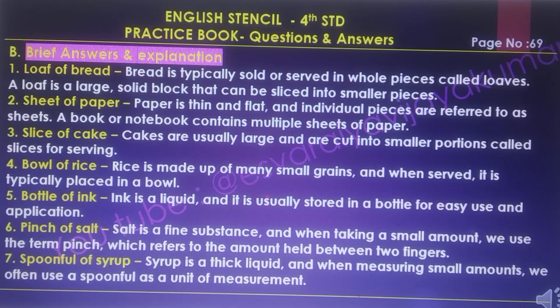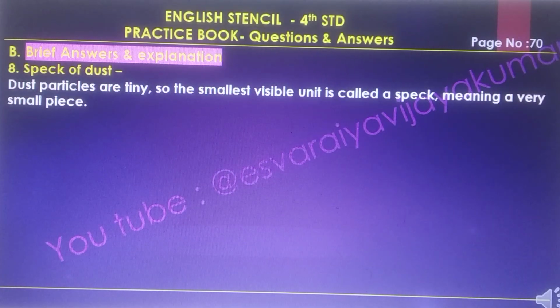Bowl of rice. Rice is made up of many small grains, and when served, it is typically placed in a bowl. Bottle of ink. It is a liquid, and it is stored in bottles for easy use and application. Pinch of salt. Salt is a fine substance, and when taking a small amount, we use a pinch, which refers to the amount held between two fingers. A spoonful of syrup. Syrup is a thick liquid, and when measured, a small amount is often used. A spoonful is a unit of measurement. The brief answer and the explanation of a speck of dust: dust particles are tiny, so the smallest visible unit is called a speck, meaning a very small piece.